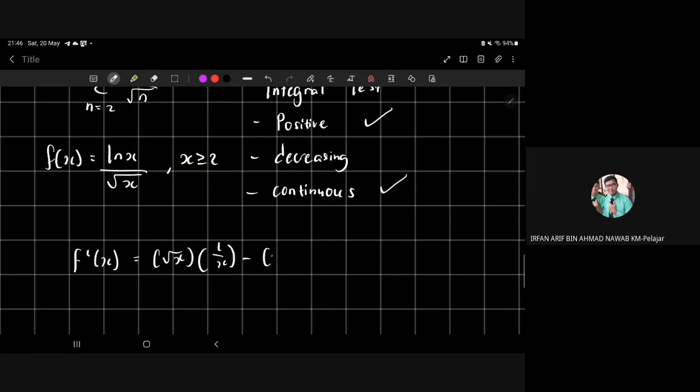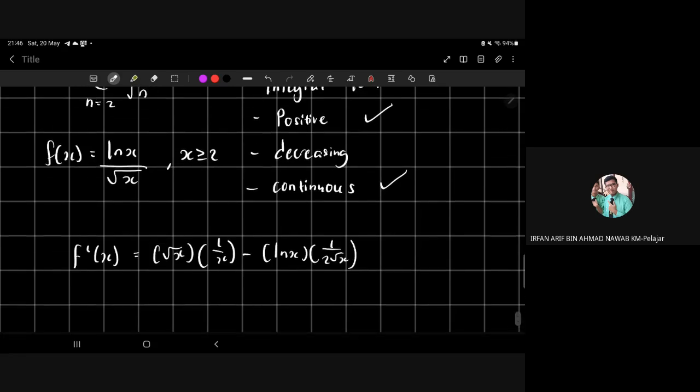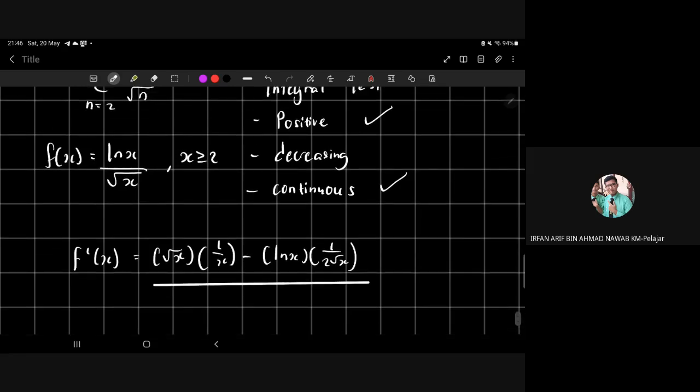Then minus uv prime. So u is ln of x, and v prime is the derivative of the square root of x, which will be 1 over 2 square root of x, divided by square root of x squared. But you could eliminate the square root, and the square will be x only. You don't need the absolute value, because here the domain will always be positive, so you could ignore the absolute value. You don't need to put it.